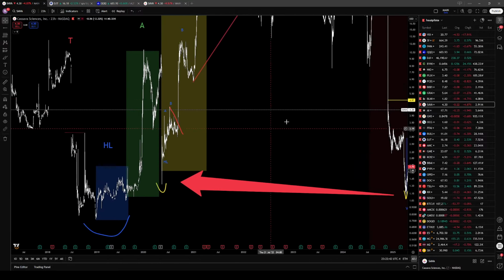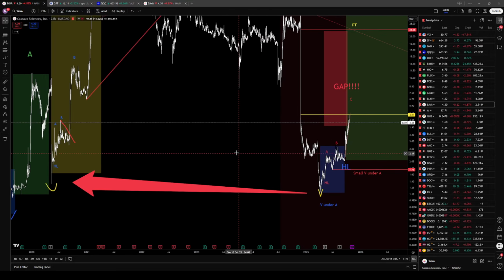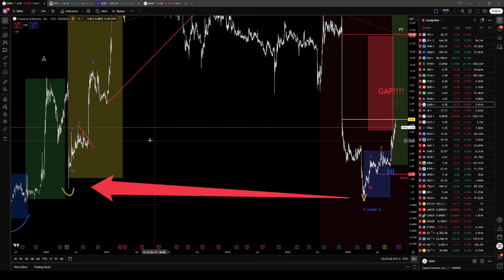What I'm more tending to is this here. Come down, V, come up to your A, pull back, come up to your B, pull back, and we would be in this candle right now.